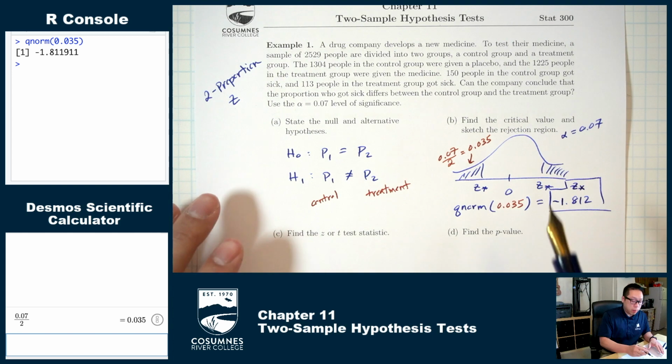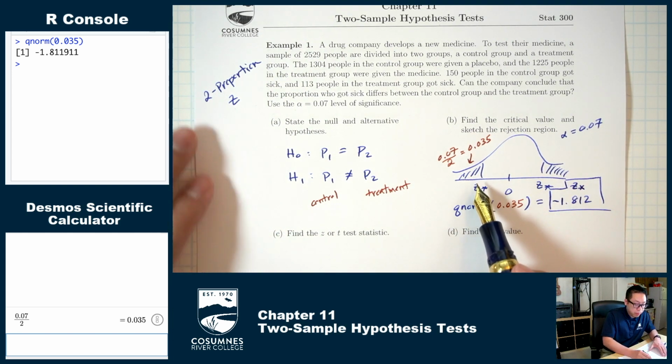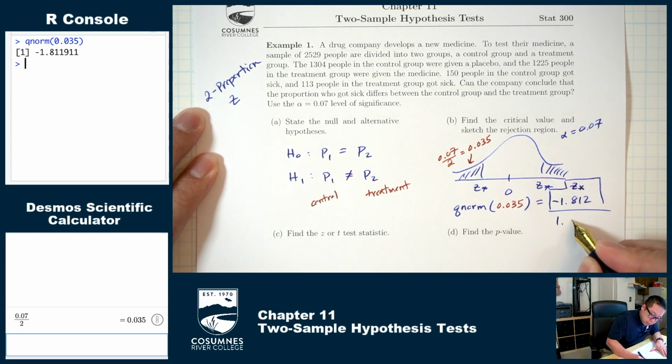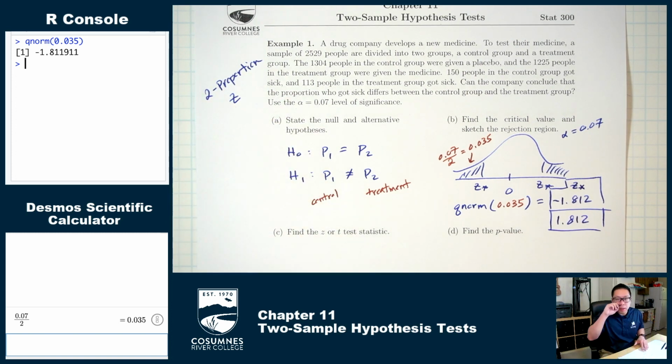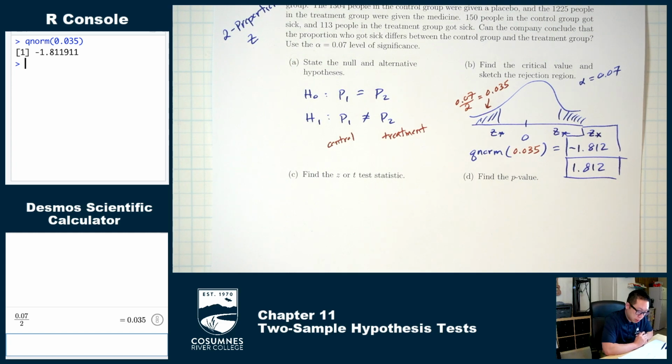Based on the picture, I do expect 2 Z stars. The negative 1.812 is the one on the left. The one on the right is going to be positive 1.812. Okay, those are my 2 Z stars. Part C, find the Z or T test statistic.